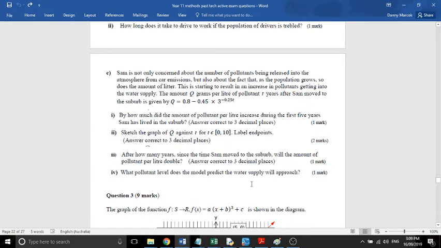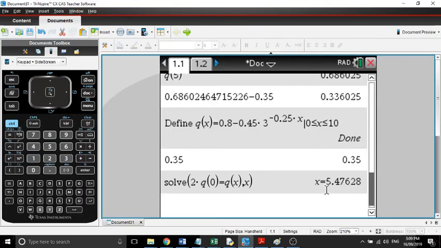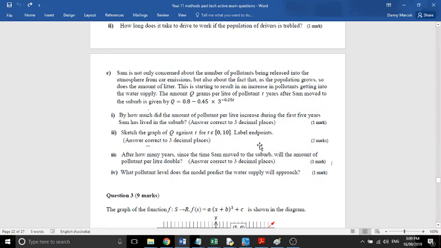Okay, last one. What pollutant level does the model predict the water supply will approach? From the equation, 0.8. That's what it's saying it's going to approach. So it will never reach there, but that's what it's going to approach, 0.8.